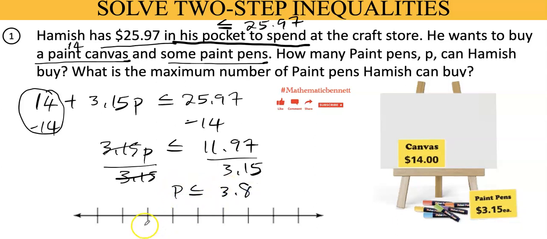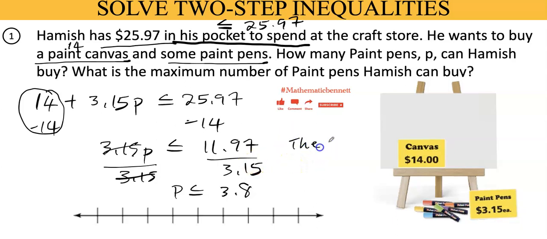What does this mean? This means Amish can buy, well, there is no 3.8 pens, so the maximum number of pens Amish can buy would be 3 pens. So he can buy 3 pens, he can buy 2 pens, or he can buy 1 pen to satisfy this inequality. And the question also asks, what is the maximum number of pens Amish can buy?